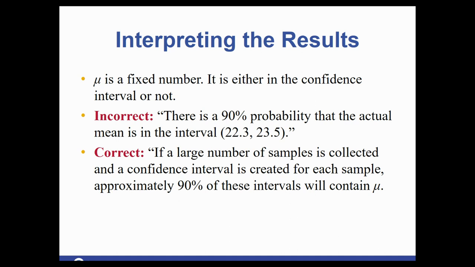Keep in mind, your population mean is a fixed number. It's either in that interval or it's not. That number itself is not moving. So it would be incorrect to say that there is a 90% probability that the actual mean is in the interval. Instead, what we say is, if a large number of samples are collected and a confidence interval is created for each sample, then 90% of our intervals would contain our population mean.